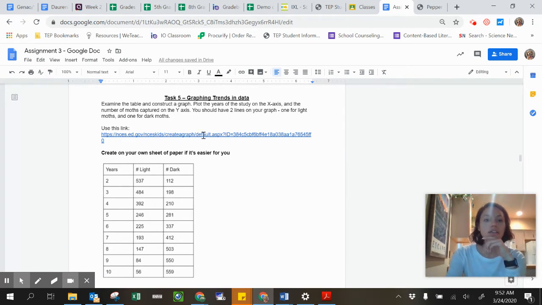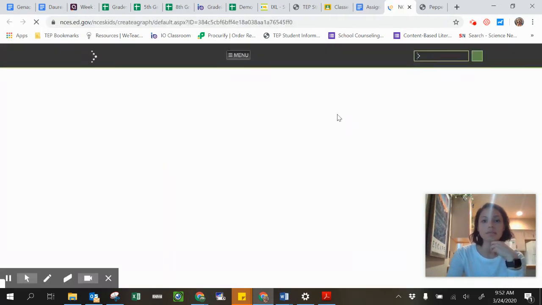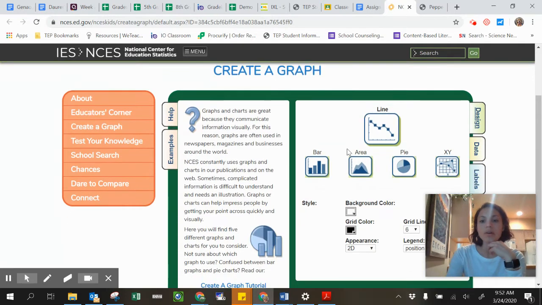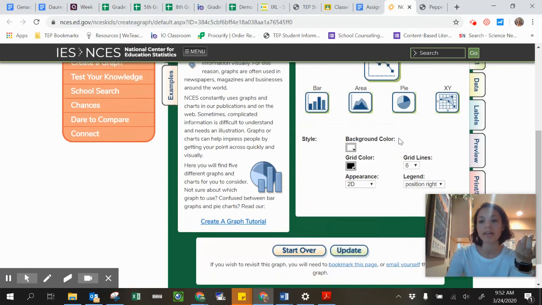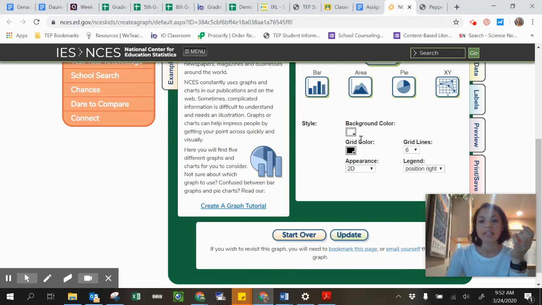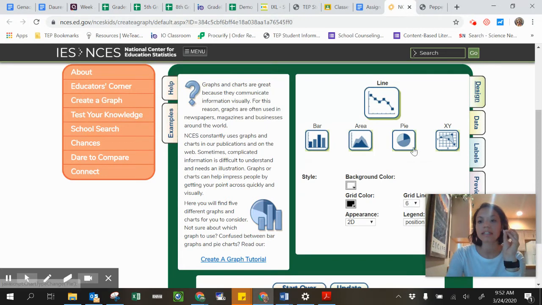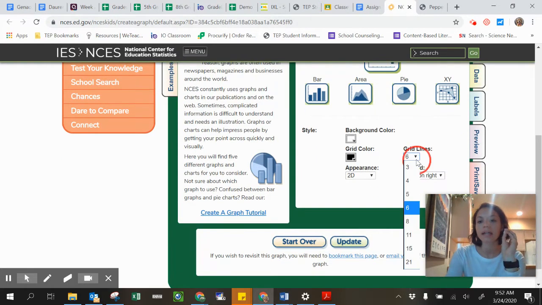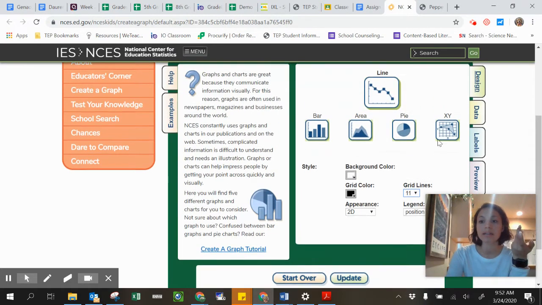So I created this for you. What you can do is maybe take a picture of it and send it to me just so I know that you have it. So let's go to this site and check it out. We are going to use a line graph under design. As for the colors, don't worry about it. Number of grids, that's fine. If it's 6, don't really worry about it. If you want to put more, let's see how 11 looks.